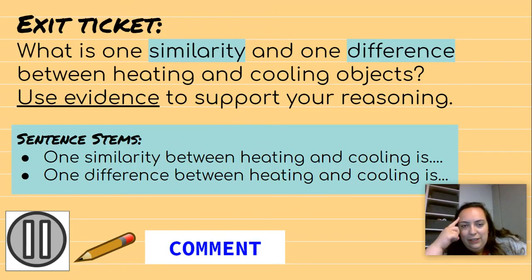All right, so I want you to think for a second. I know I gave you a brief rundown of cooling. I want you to leave me in the comments one similarity and one difference between heating and cooling objects. So you can use evidence to support your reasoning here. Now, you're not just going to say it, I want you to use a full sentence explaining your thinking. So you have some sentence stems here. One similarity between heating and cooling is, and one difference between heating and cooling is. So leave me 2 sentences explaining your thinking there in the comments. So pause me, do that, and then you can come on back.